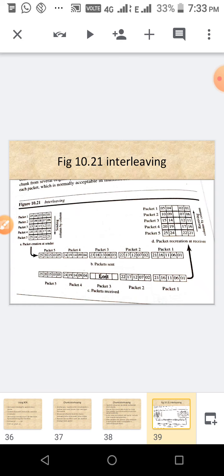Okay, how are we sending that chunk? Simply, if there is a loss, the whole packet will be lost. So instead of that, while sending, we send the first chunk of all the packets. That is, we are sending vertically.